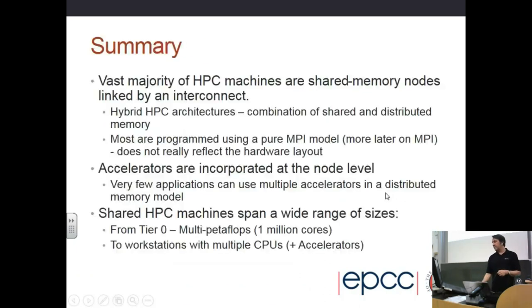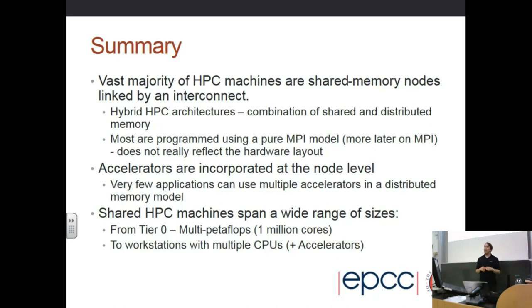So the summary: the vast majority of HPC machines are shared memory nodes linked by an interconnect. As I keep saying, if I'm thinking about hardware, my conceptual model is lots of laptops connected by, well, Wi-Fi if you want, but I think being connected by physical networking is easier to think about.